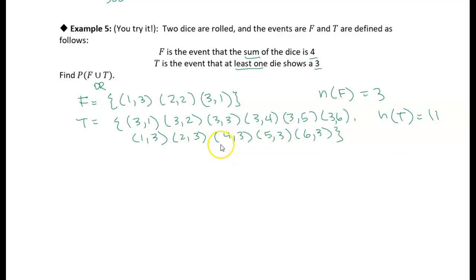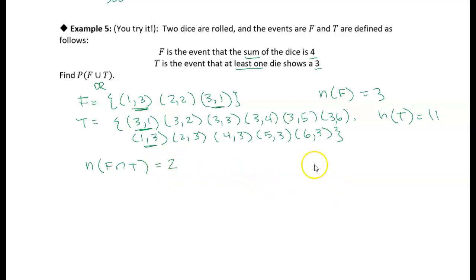What we want is the union of the two, but we should probably look at where they overlap. So let's figure out the number of elements in the intersection of F and T. We just want to look at what elements they have in common. You can see we have this 3, 1 and 3, 1, those match, and the 1, 3 and 1, 3 also match. So they have 2 elements in common. The intersection is 2.